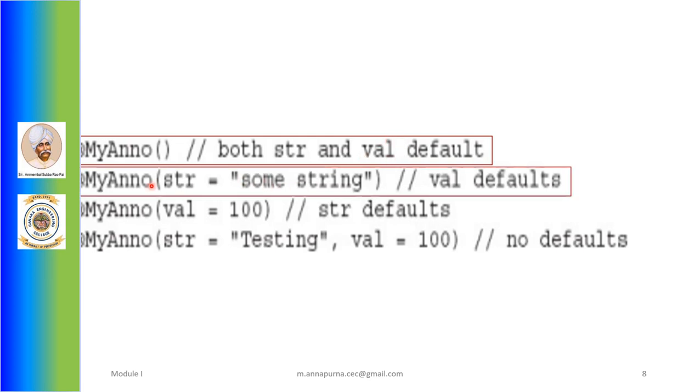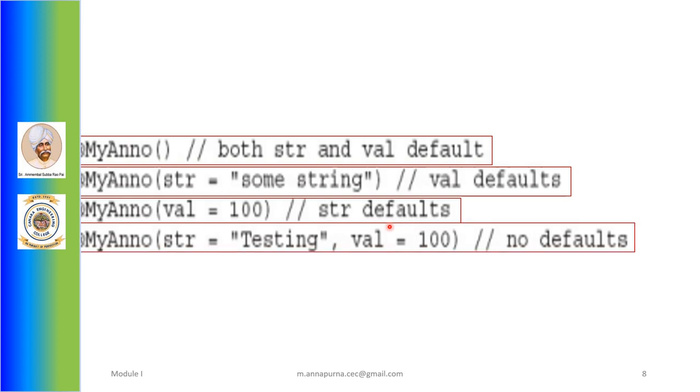In the second declaration, we have specified a value to str only. Therefore, the annotation member val defaults. That is, val takes the default value of 9000. Likewise, in the third declaration, we have specified a value to val only. Therefore, the annotation member str defaults. That is, str takes the default value of testing. And if we observe the last declaration, we have specified values to both str and val. Therefore, there are no defaults.